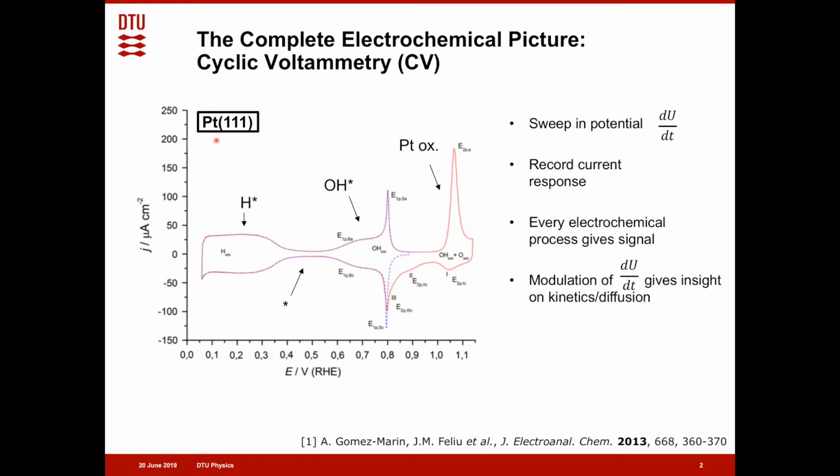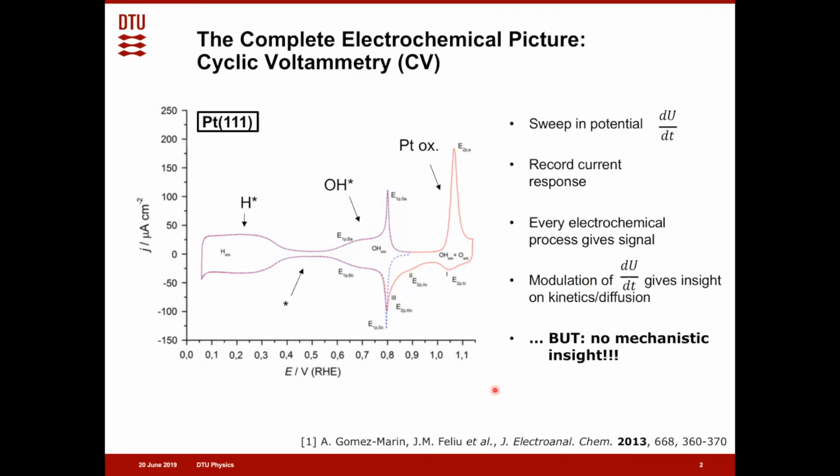Shown here is the example of platinum 111, where going from negative to positive potentials, we obtain hydrogen underpotential deposition, double layer charging of the clean platinum surface, hydroxide adsorption, and at very positive potential, platinum oxidation. So as you can see, we really can see every electrochemical process occurring in our system. Modulating the sweep rate, for example, the change of potential with time, we even get information about kinetic and mass transport limitations in our system.